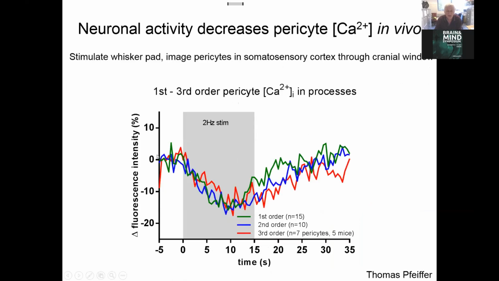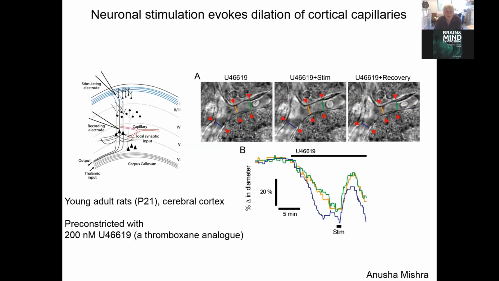And indeed, if you image pericytes within the brain, like I just showed you, and stimulate the synaptic input to this area and use a calcium dye in the cells to measure the calcium concentration in their processes, you find that pericytes on first, second, and third order capillary branches all show a fall of calcium concentration when you start to stimulate the neurons. And this is presumably generated by these potassium channels opening and hyperpolarizing the pericytes. As a result, you can see the pericytes dilate the capillaries.